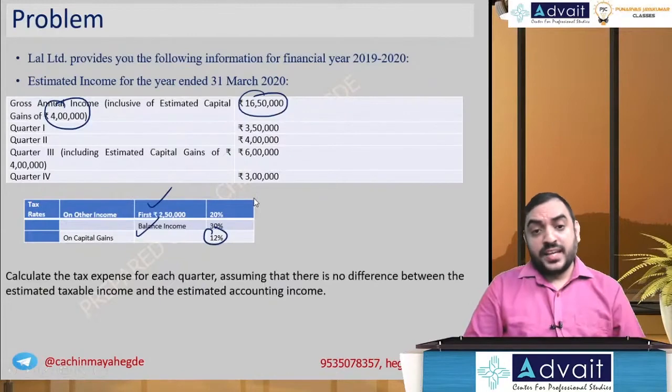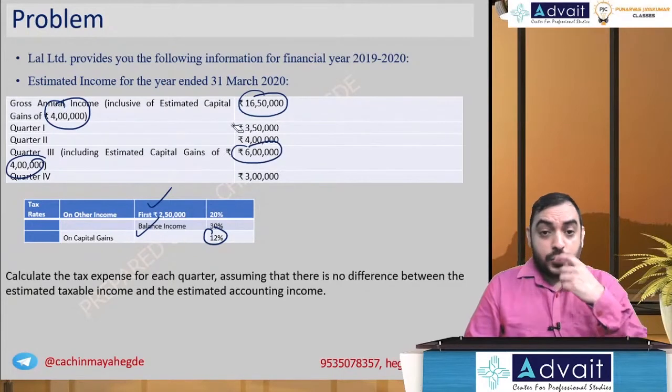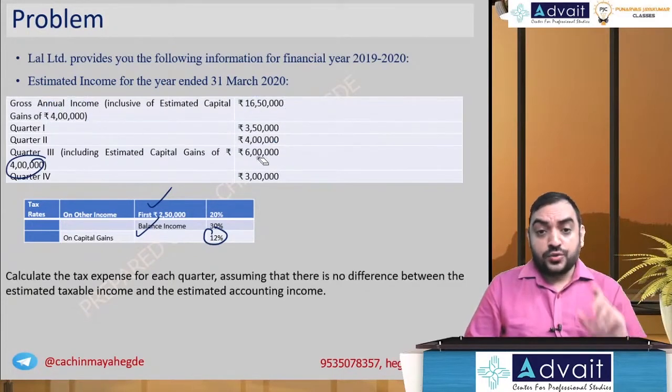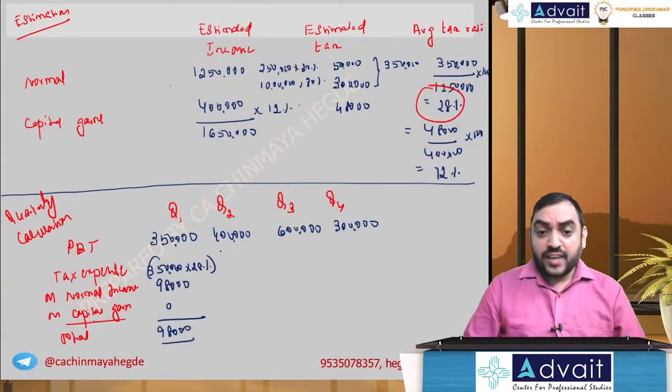Second quarter, you should be careful. You having capital gain also of 4 lakh. 6 lakh is the total income. So quarter two nothing. So quarter two is fine. Quarter two 4 lakh is fine. 4 lakh into 28% is 1,12,000.